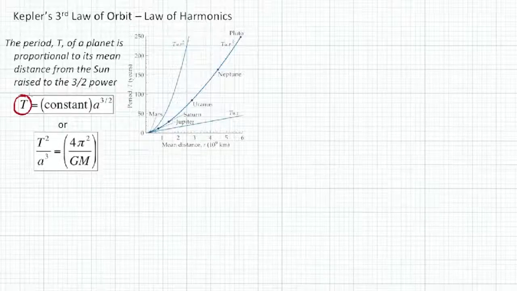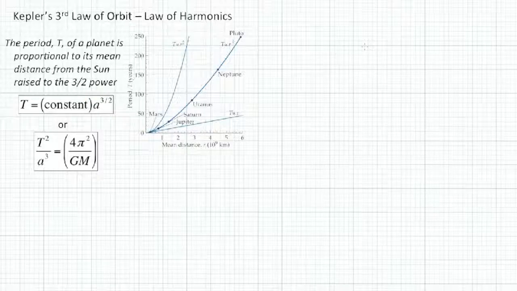T, or our period, you can think of T as time, or the amount of time in seconds that it takes for an object to orbit a larger object, and A. Now, this is not an acceleration A. This is the semi-major axis A.